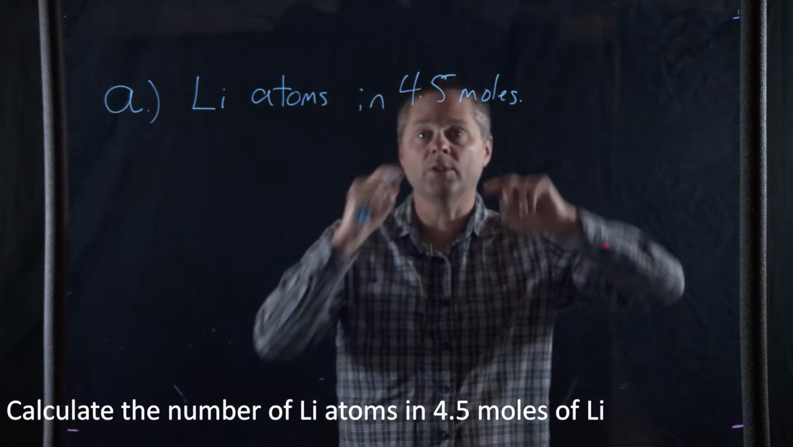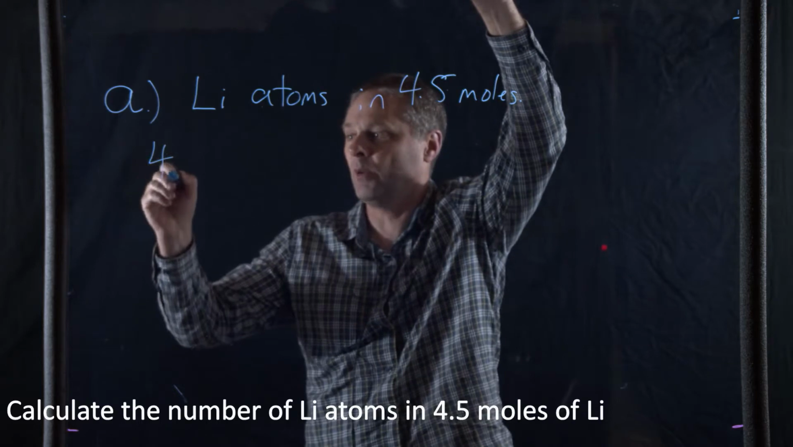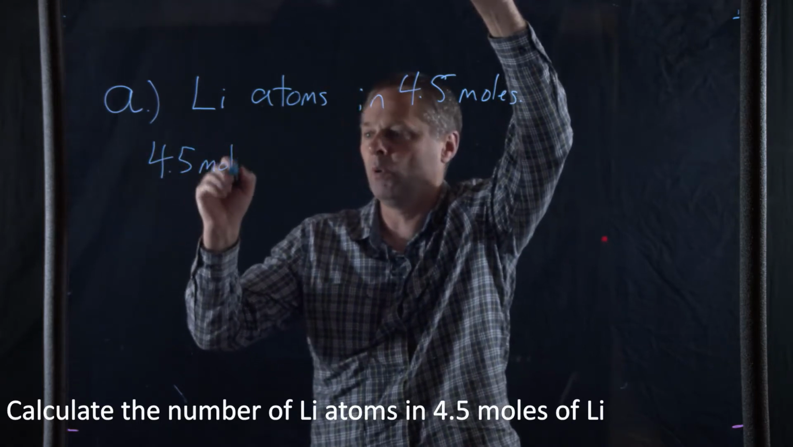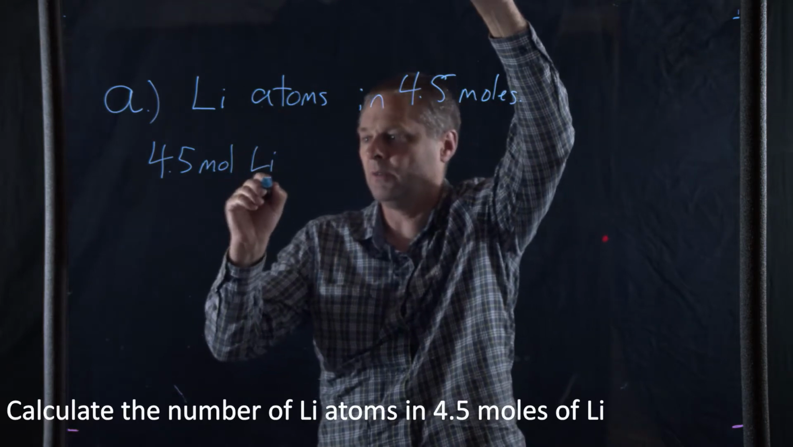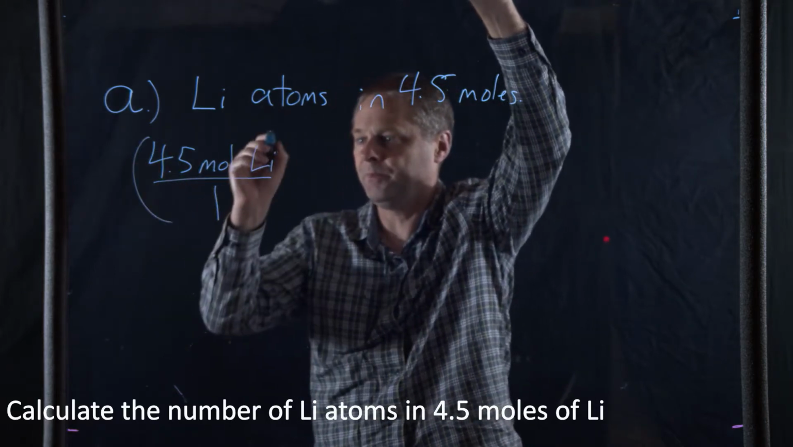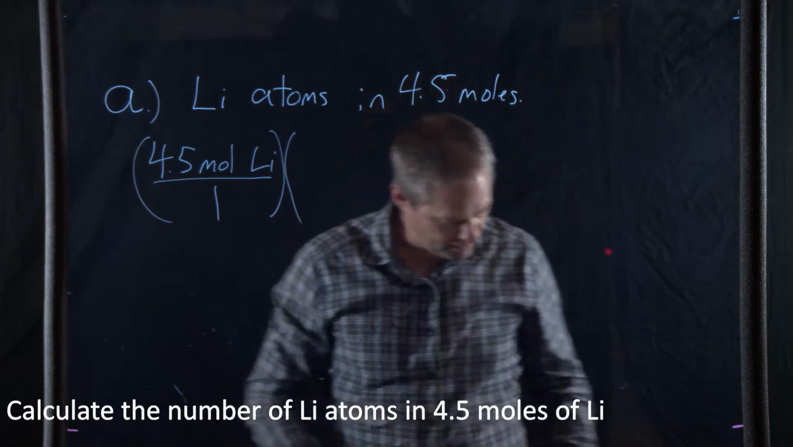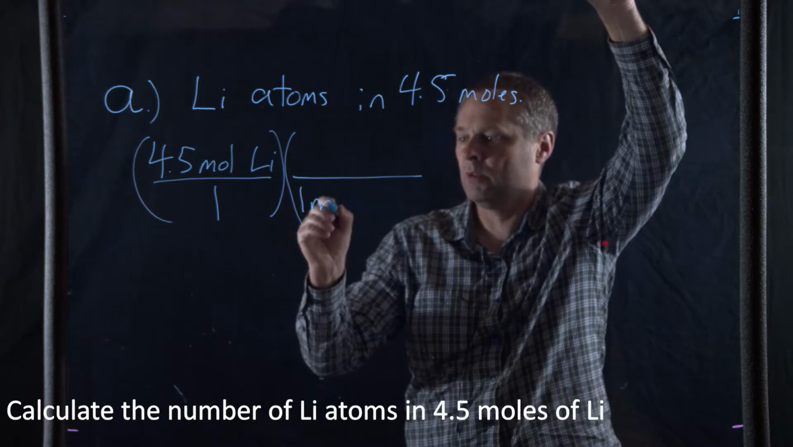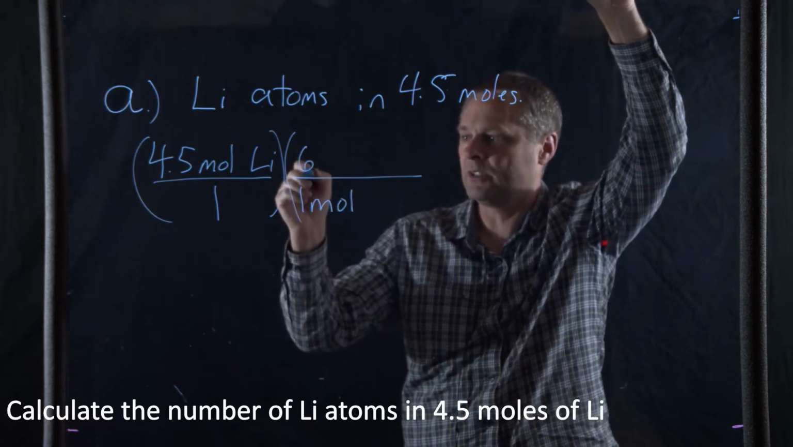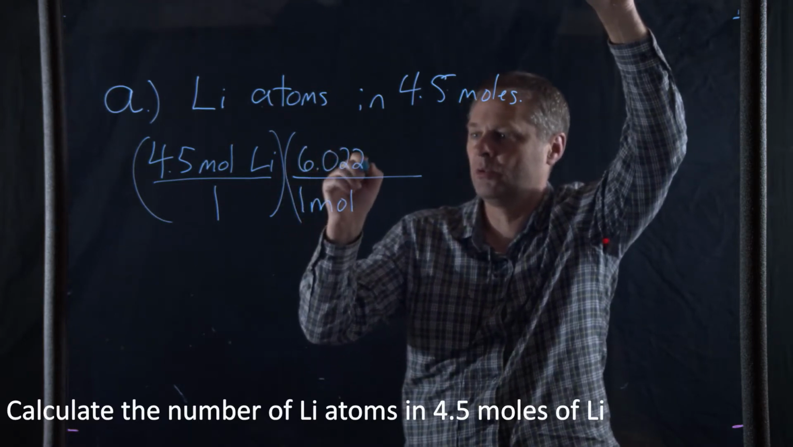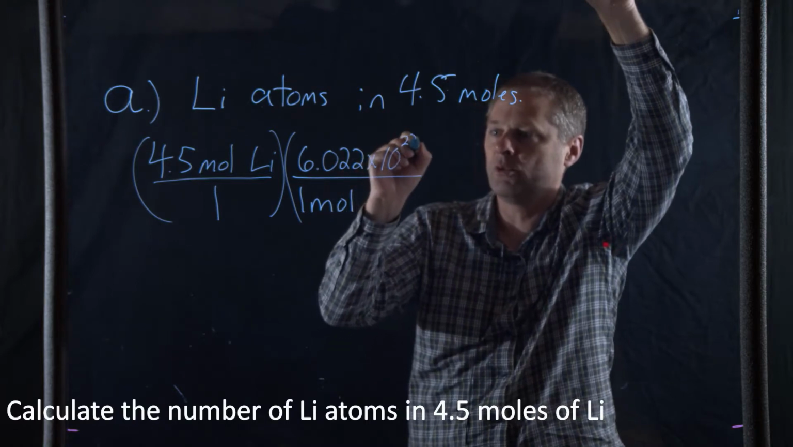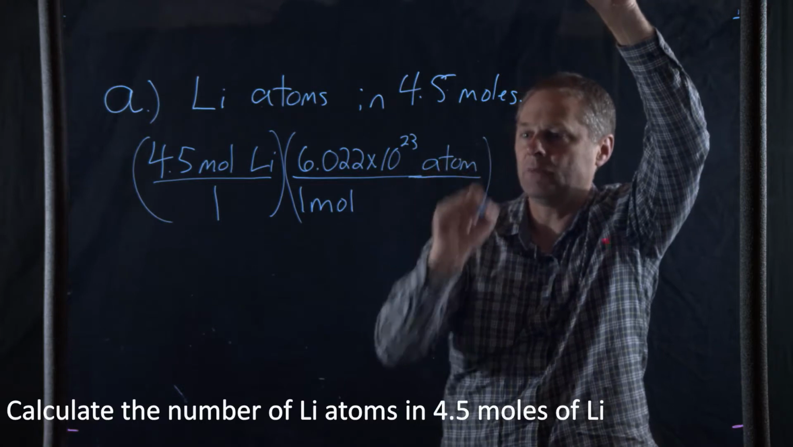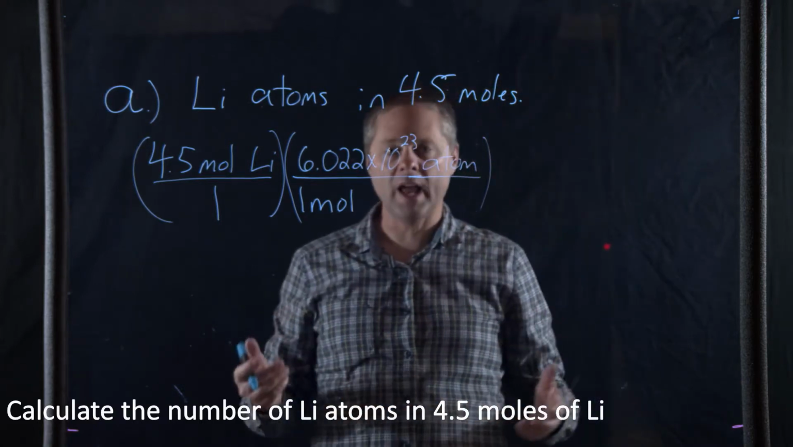So we want to start with what we're given. That's going to be 4.5 moles of lithium atoms. Then we're going to use Avogadro's number. So 1 mole is equivalent to 6.022 times 10 to the 23rd atoms. And it doesn't matter what atoms they are.